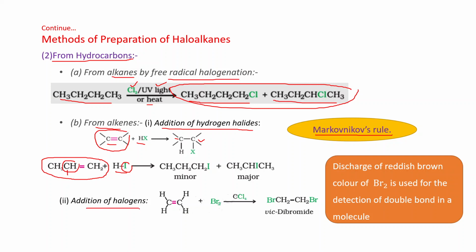Addition of halogens to alkene. This is the reaction. This is alkene. When Br2 is added in the presence of carbon tetrachloride, again this pi bond will break, and Br will be added on both the double bonded carbon atoms, and we will get the vicinal dibromide. Actually, this reaction of alkene with bromine is used to detect the presence of unsaturation, that is, a double bond. How? Discharge of the reddish brown color of Br2 is used for the detection of a double bond in a molecule.